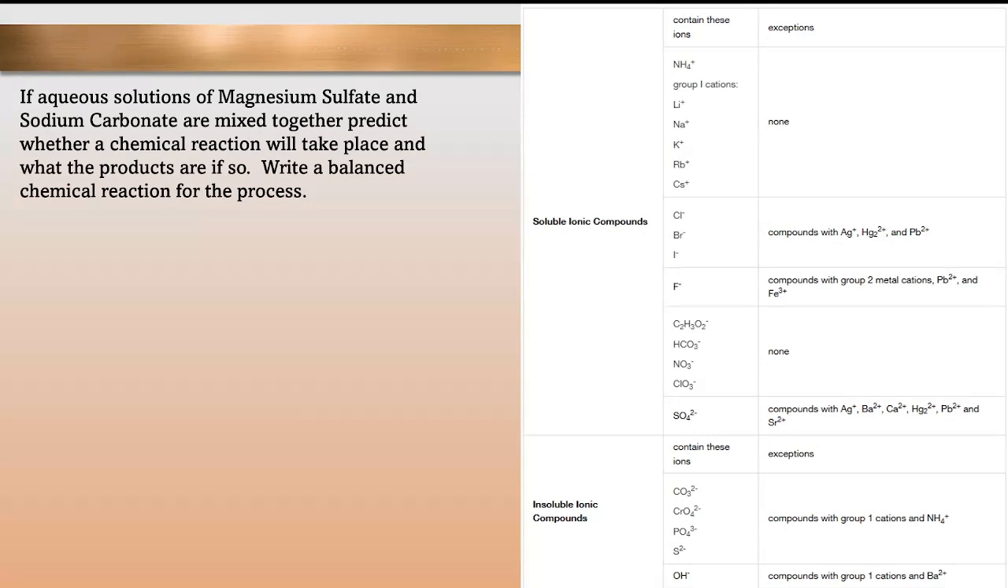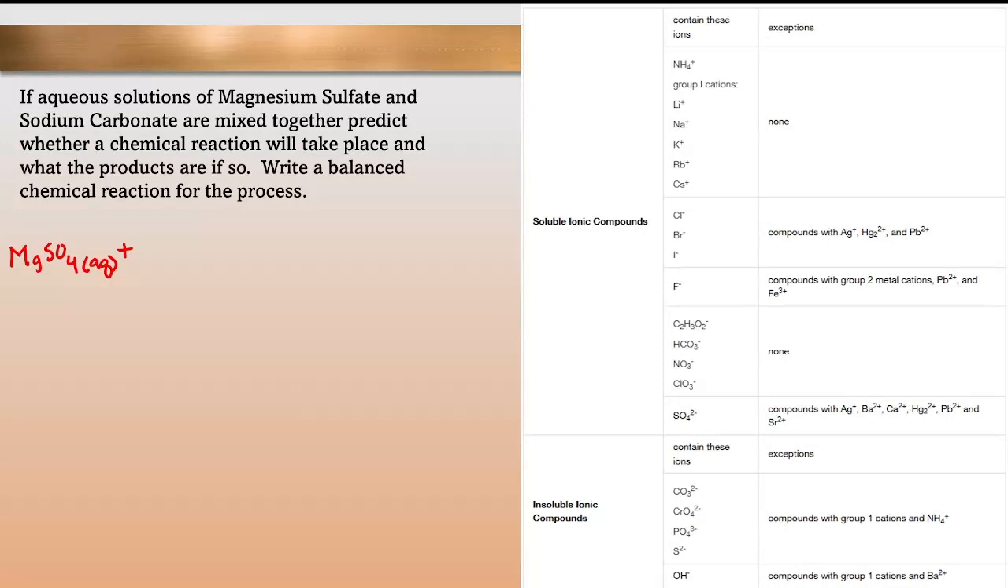Magnesium is a 2+ cation based on its position in the periodic table. Sulfate is a polyatomic anion with a 2- charge and the formula SO4. So the formula for magnesium sulfate is therefore MgSO4. That is soluble in water as it's in aqueous solution, so we will write AQ.